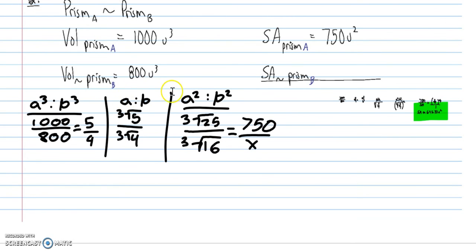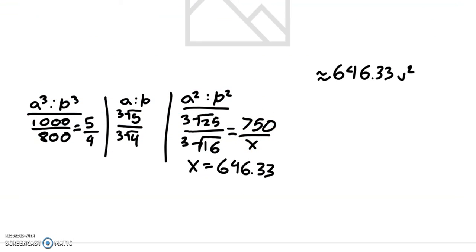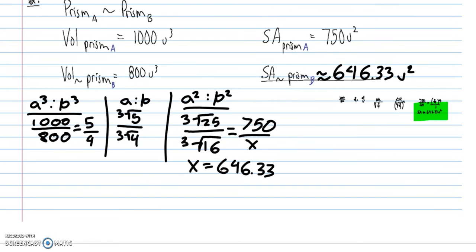So A to B becomes A squared to B squared because we're talking about an area ratio. So square the 5, square the 4. The ratio of the surface areas is the cube root of 25 over the cube root of 16. And the actual surface areas we have are 750 over x, the unknown. The next step is to cross multiply, and we get x is approximately 646.33, and that label would be in units squared.